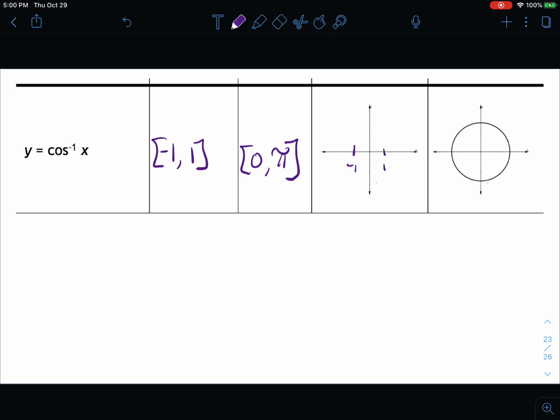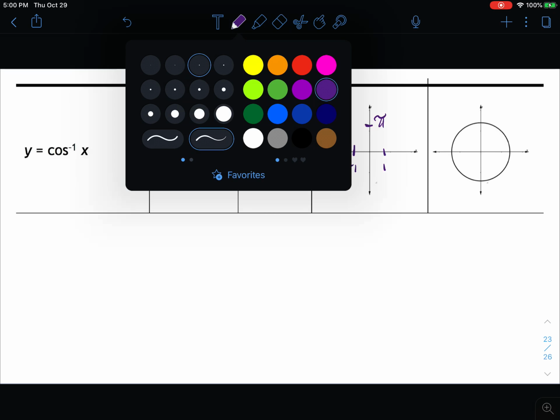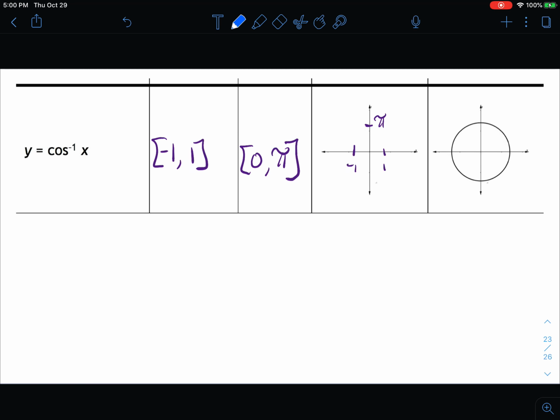From -1 to 1, we're going to go up to pi. And let's go ahead and write this in here. We have this and this, and it's going to kind of look like that. Again, when you did it and you folded it, you could see it was not a function, same as before. We had to restrict in order to make it a function.